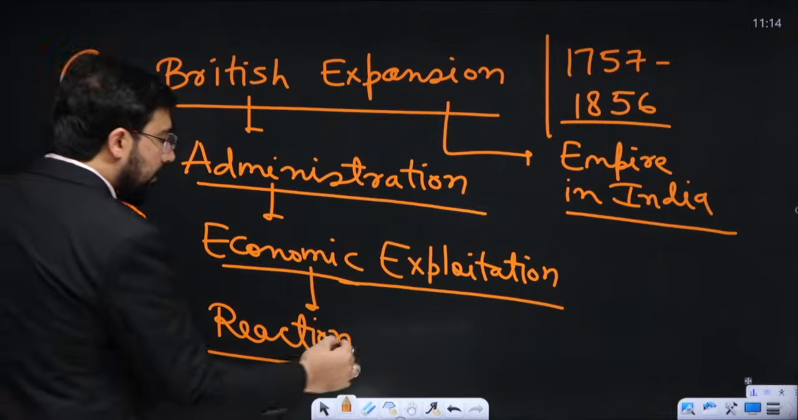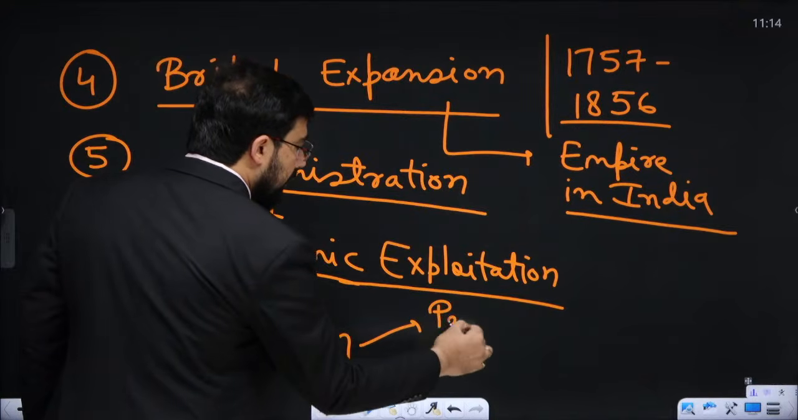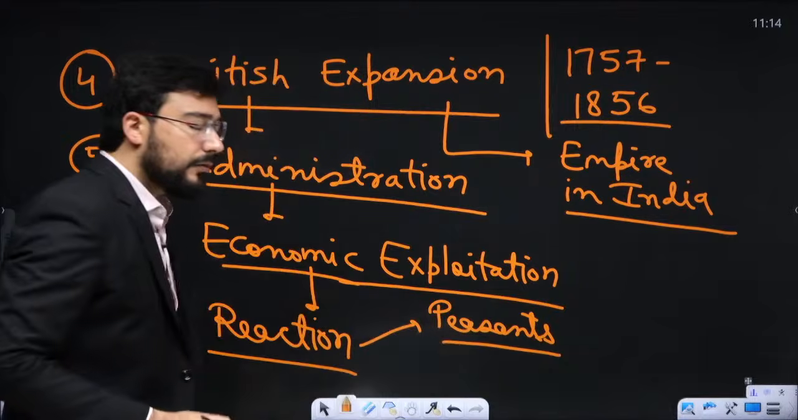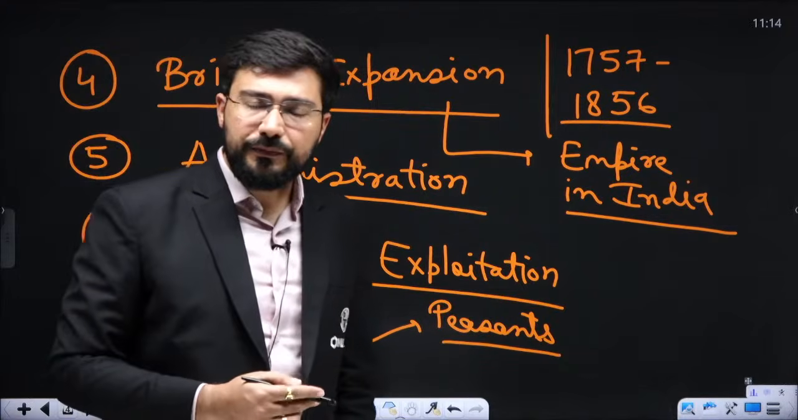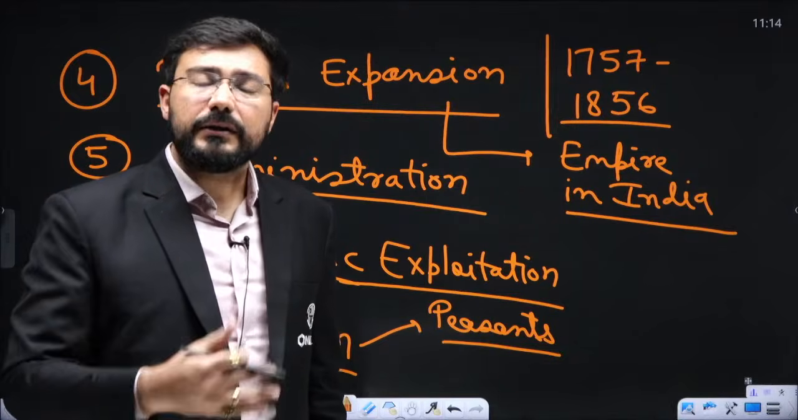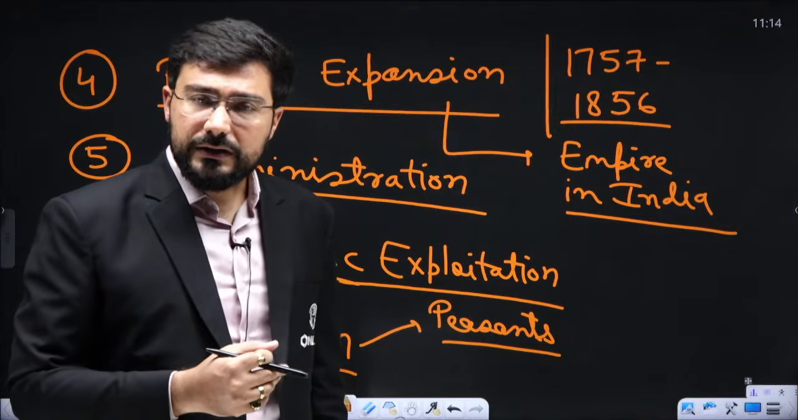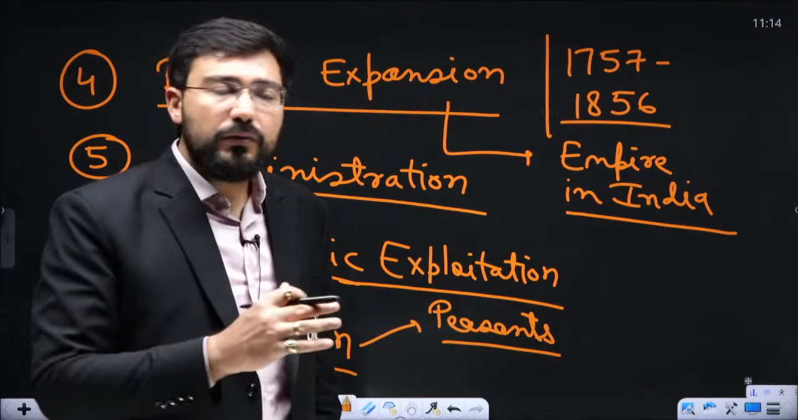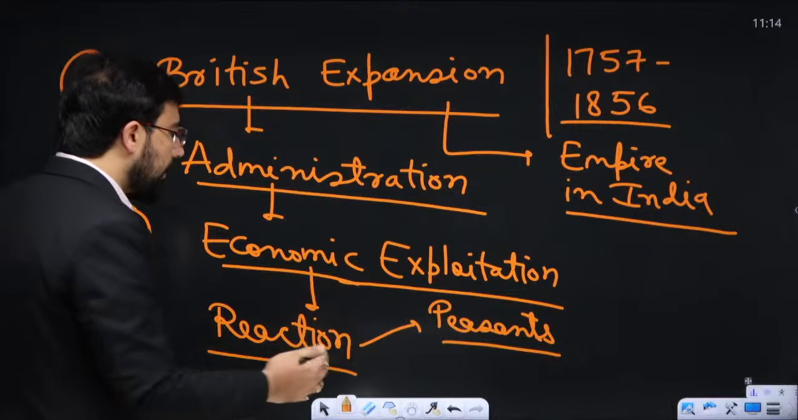The reaction came from the side of peasants. Many peasants fought against the British, like the famous Rangpur Dhing of 1783. Later on also we find many peasant rebellions, like the Indigo Rebellion of 1859-1860, then the Deccan Riots, which come towards 1875. So many a time we see peasants fought against the British.